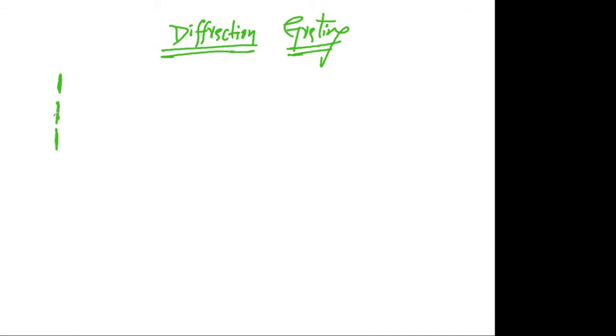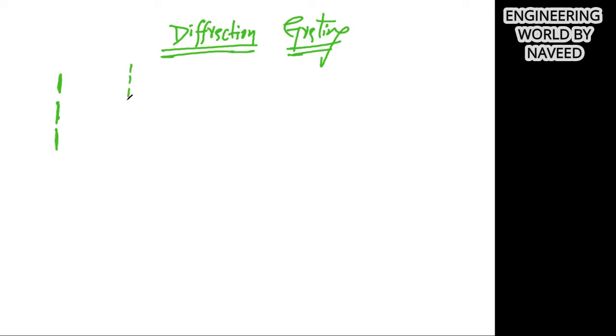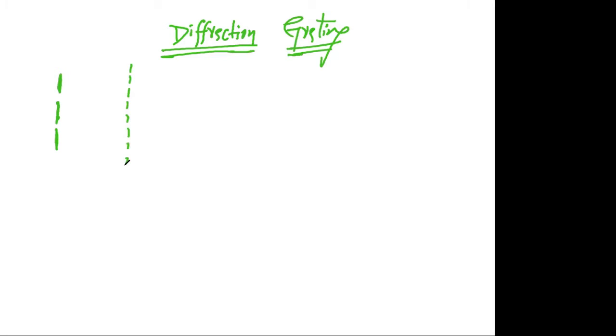Okay, so after we use two slits, now if I increase the number of slits, then let's see what will happen. You understand what will happen if I use two slits. But if I increase the number of slits, I am using a laser, okay. The laser will give me a monochromatic light.